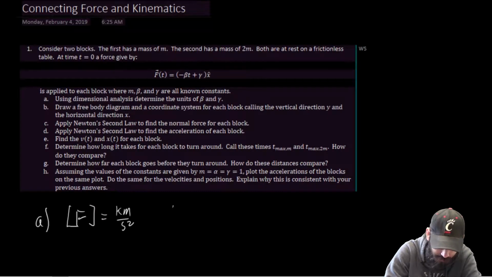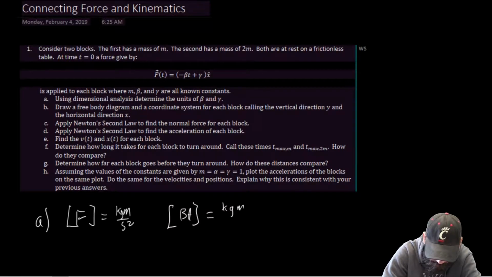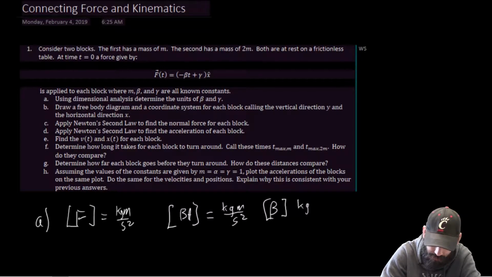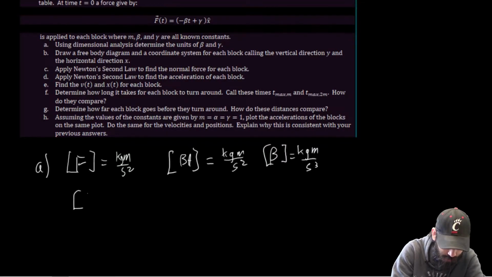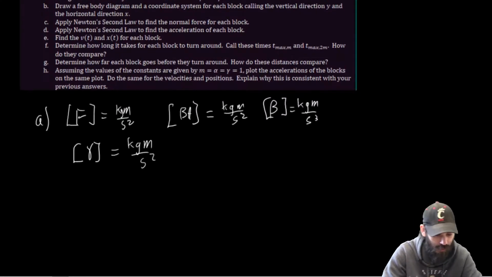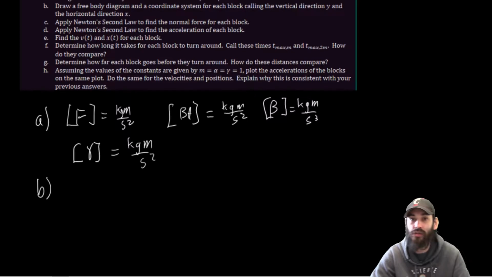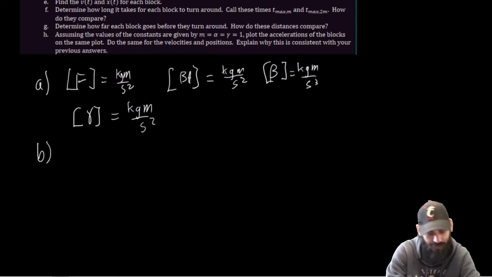This says that units of beta t also need to be kilogram meter per second squared. And so that says that beta has units of kilograms meters per second cubed. And gamma is not multiplied by anything, so gamma just has units of newtons itself. So this is going to be kilogram meter per second squared. Okay? So for part B, we want to draw the free body diagrams for these.